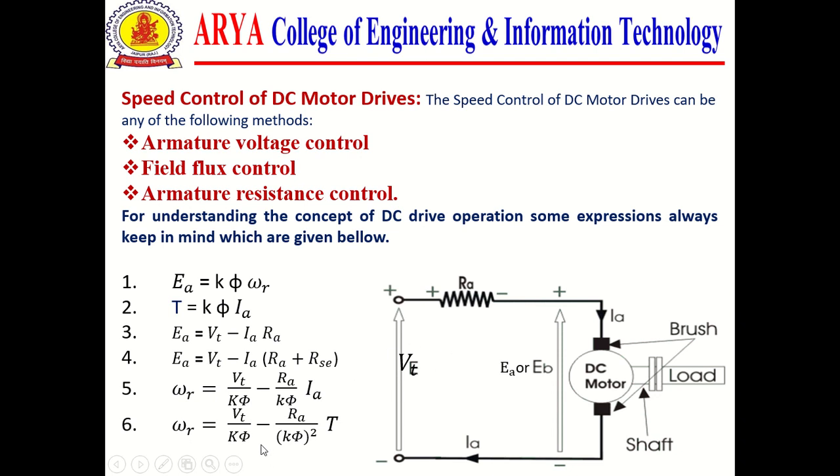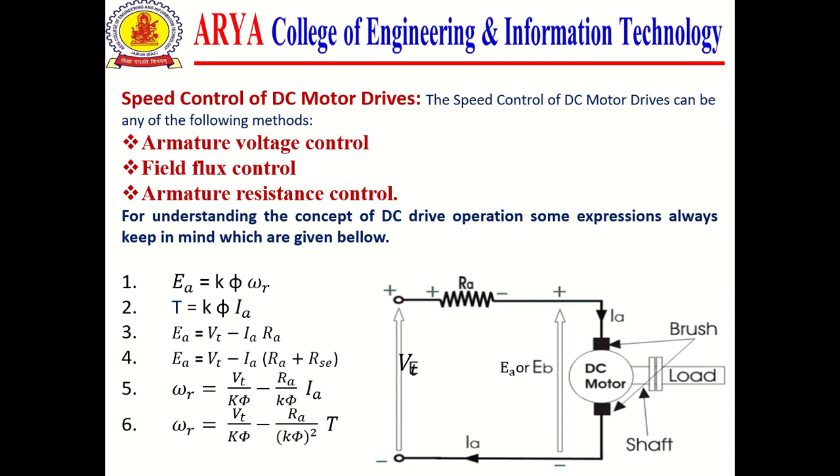If we increase or decrease the flux of the stator winding, that is the magnetic field, then what is the impact on the speed and torque curves of the DC motor drive? So for understanding the concept of DC drive operations, always keep in mind all these equations. So remember that the relation between speed and torque is given by equation 6.